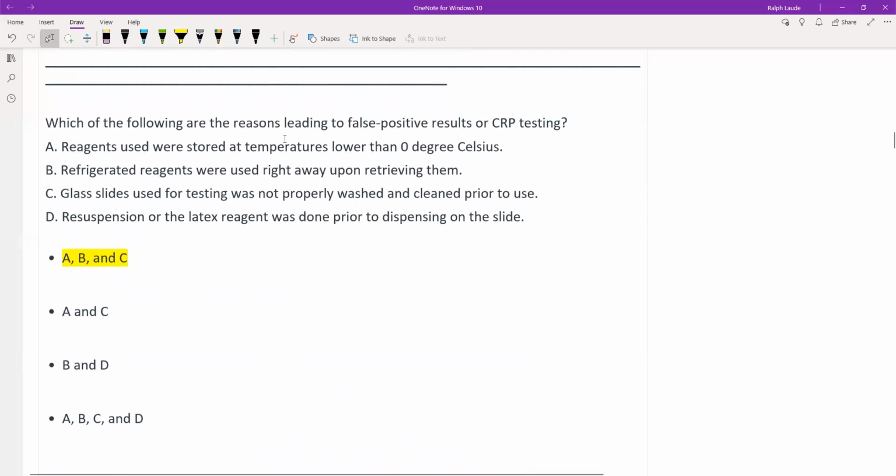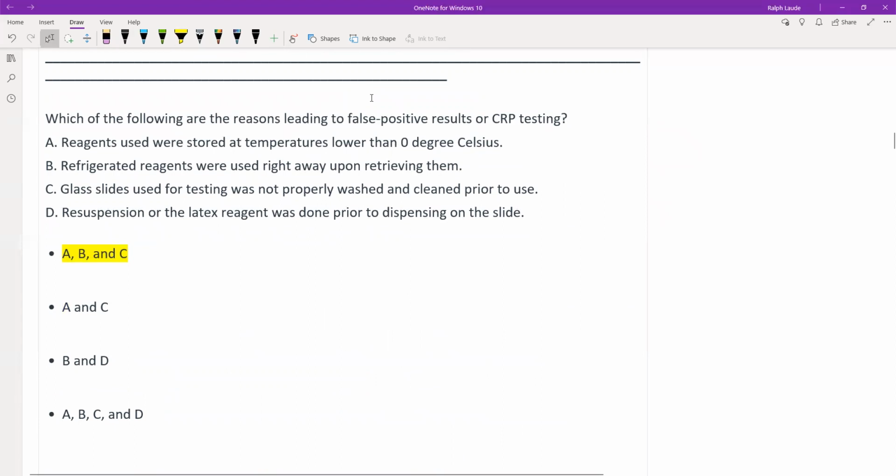Which of the following are the reasons leading to false positive results for CRP? So you have the following choices. Reagents used were stored at temperatures lower than 0 degrees Celsius. So this is freezing temperature. So it would lead to spontaneous agglutination reaction. So false positive ni siya.